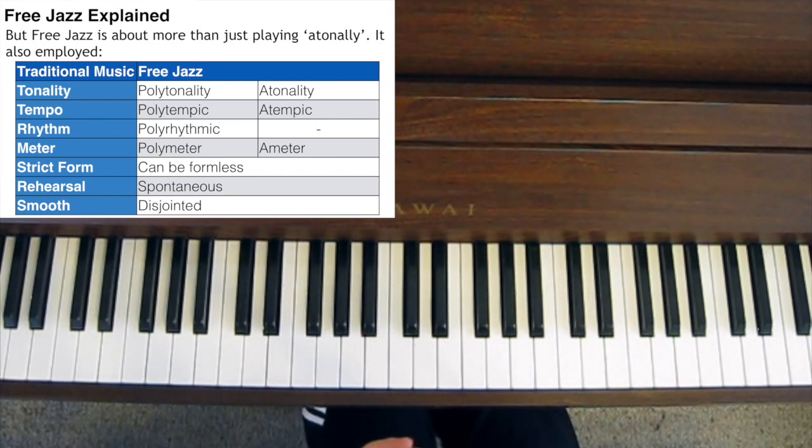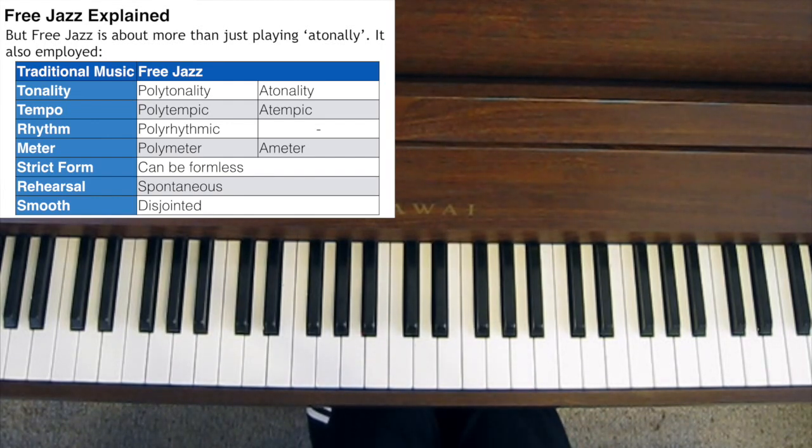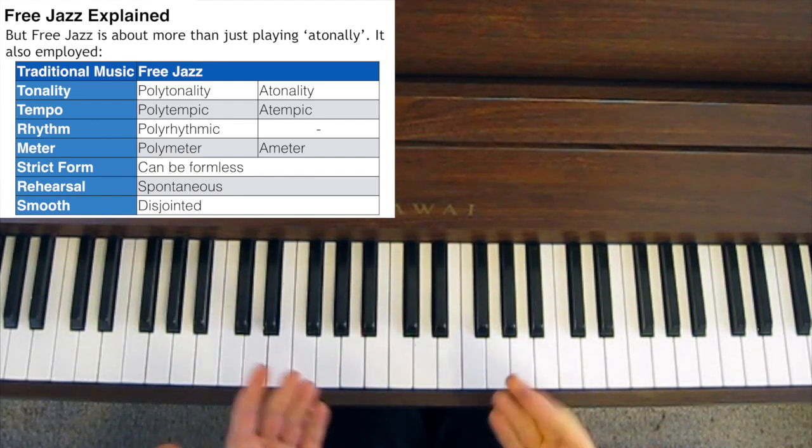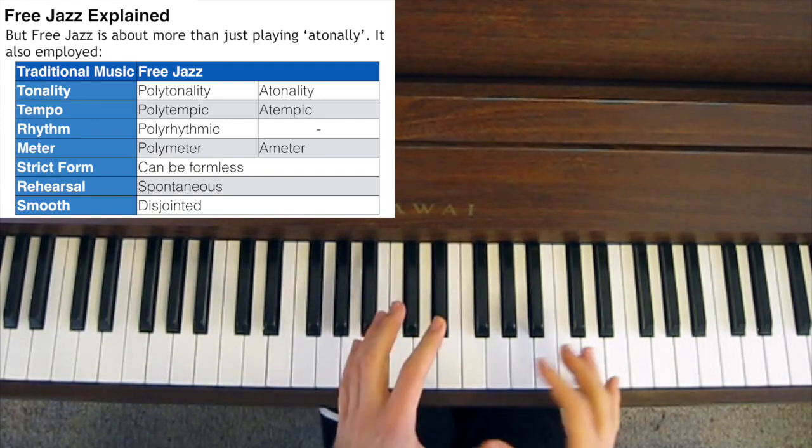Or a-meter, that is not having any kind of regular meter or accenting of notes. And again, in practice, free jazz generally has a regular pulse but no regular meter. So it still has a beat that you can tap your foot to, but no beat is accented any more than any other beat.